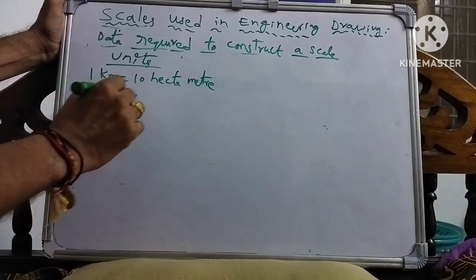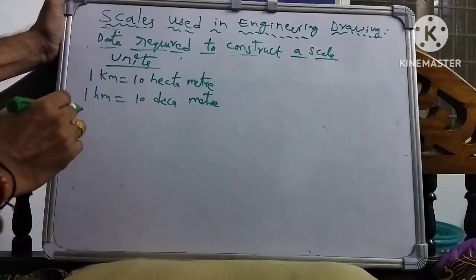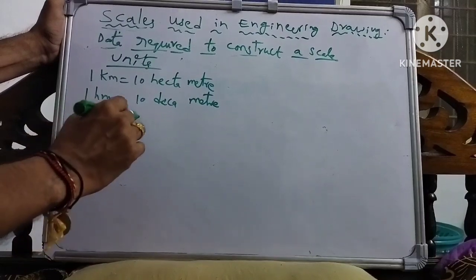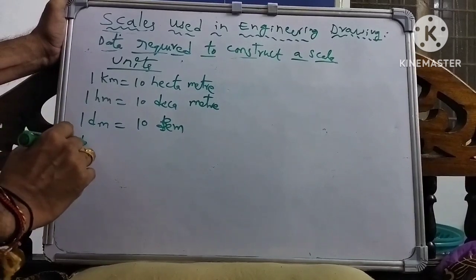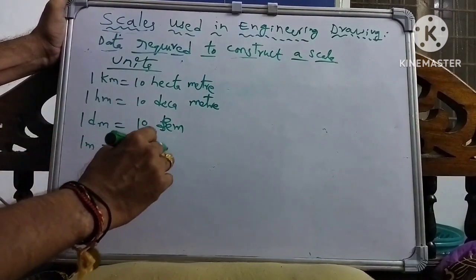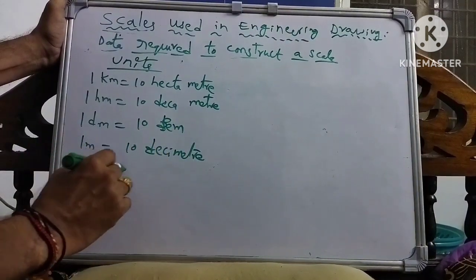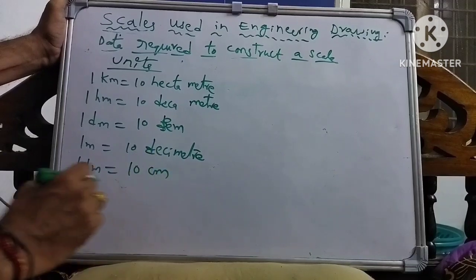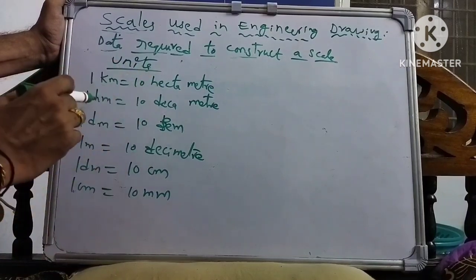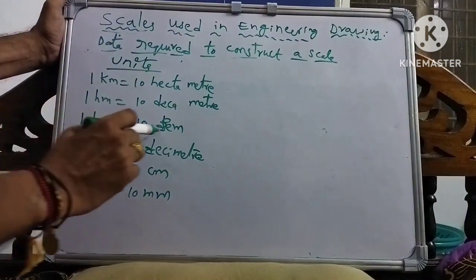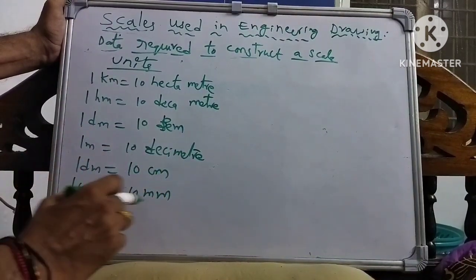1 hectometer is equal to 10 decameter. 1 decameter is equal to 10 meter. 1 meter is equal to 10 decimeter. 1 decimeter is equal to 10 centimeter. 1 centimeter is equal to 10 mm. So, 1 kilometer is 10 hectometer, 1 hectometer is 10 decameter, 1 decameter is 10 meter, 1 meter is 10 decimeter, 1 decimeter is 10 centimeter, 1 centimeter is 10 mm.